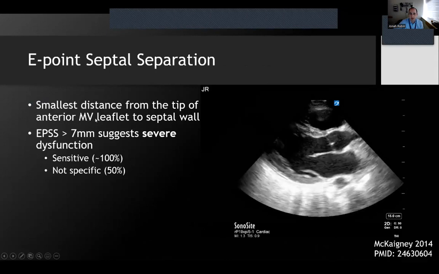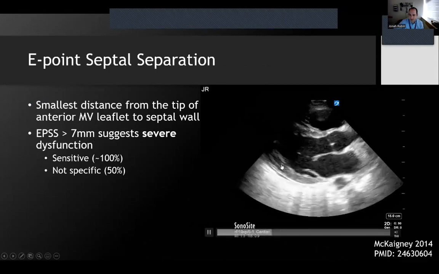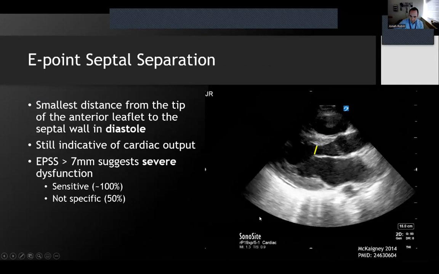You're measuring the smallest distance from the tip of the anterior mitral valve leaflet to the septum. So I tried to measure for us here. This is the closest that the anterior leaflet gets to the septum. You measure this and it's 5 millimeters, great, it's normal, right? If it's greater than 7 millimeters, it's abnormal, sensitive for LV dysfunction, but not specific.